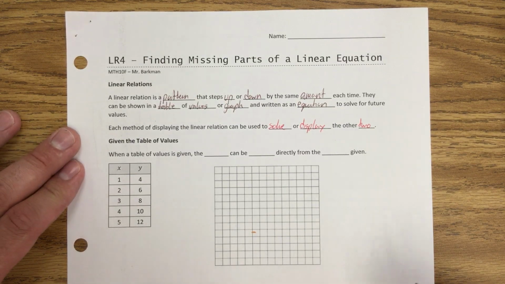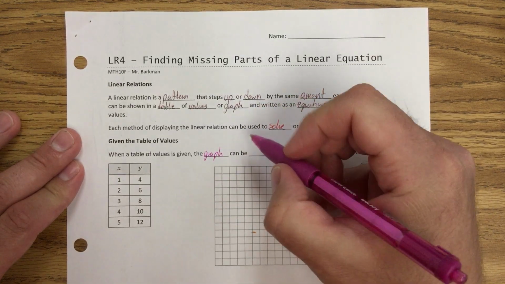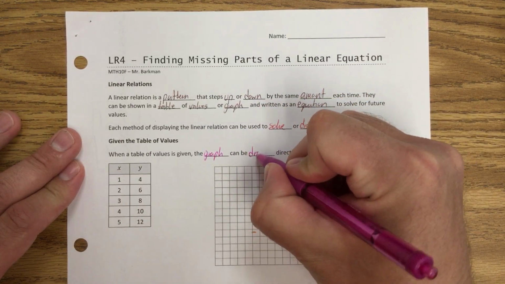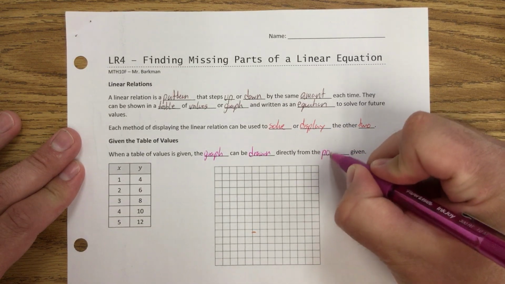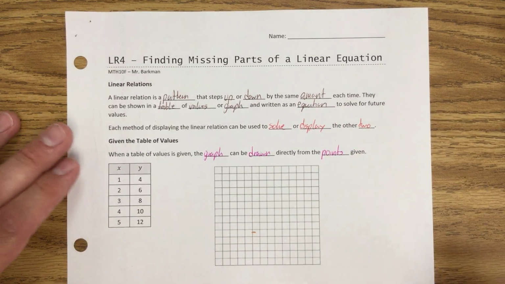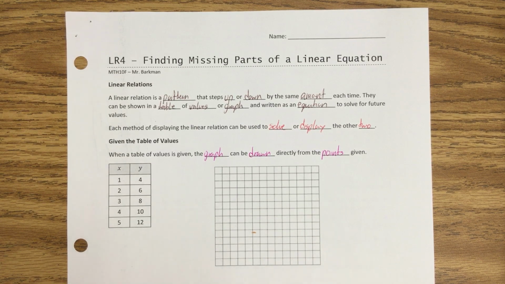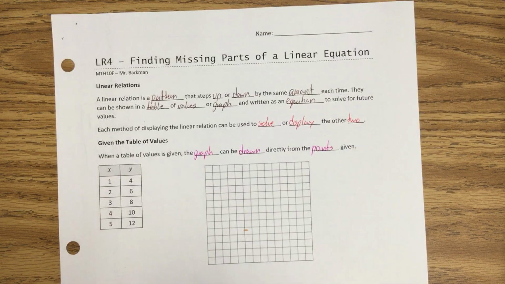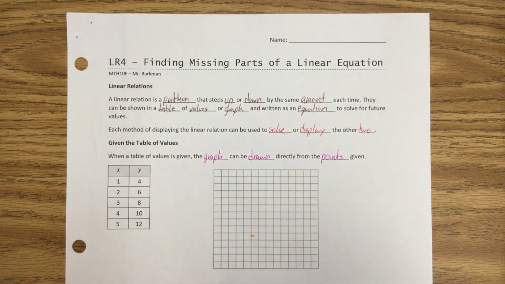When a table of values is given, the graph can be drawn directly from the points given. All we need to do is create our graph and go from there. Now what you'll see with this table of values is that it's all positive values, so I'm not even going to do the negatives at all.